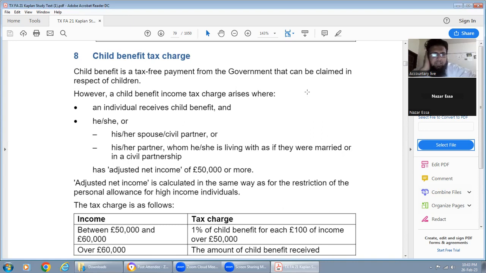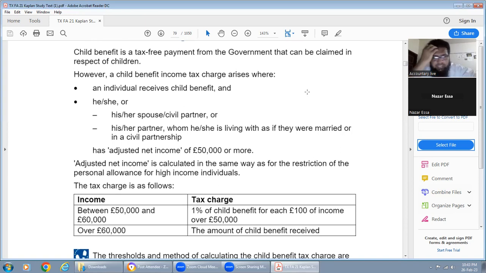Adjusted net income is calculated in the same way as for the restriction of the personal allowance for high income individuals. The tax charge is as follows: between 50,000 and 60,000, 1% of child benefit for each 100 pounds of income over 50,000.